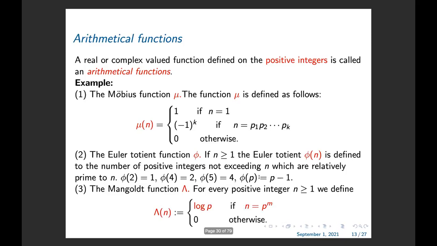Next, we are going to define the Mangoldt function. So for every positive integer n greater than or equal to 1, we define this function like this. So if n is a power of some prime, then this Mangoldt function, which is denoted by lambda, so this lambda of n is equal to log of n if n is a power of some prime. Otherwise, this function would be 0.